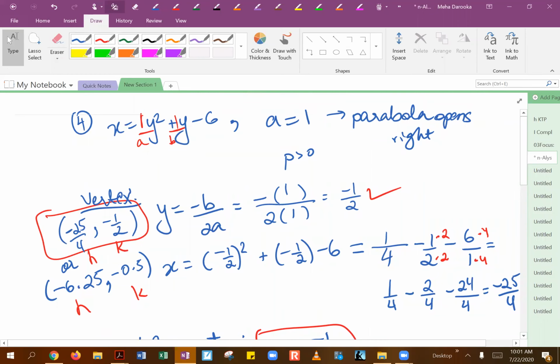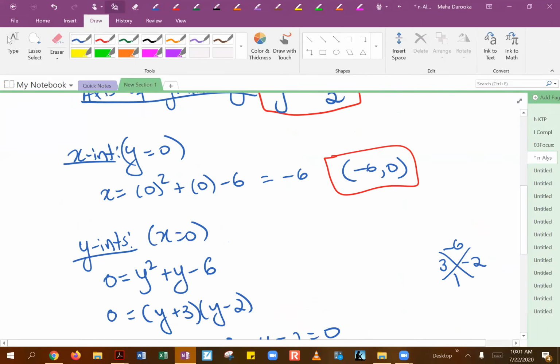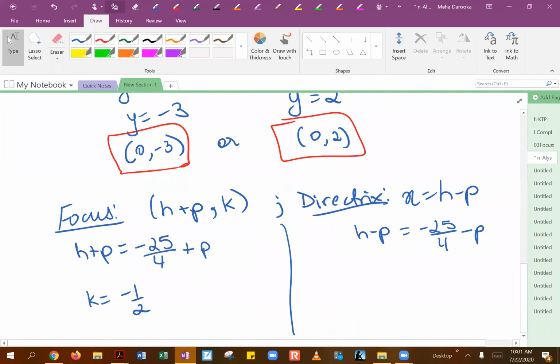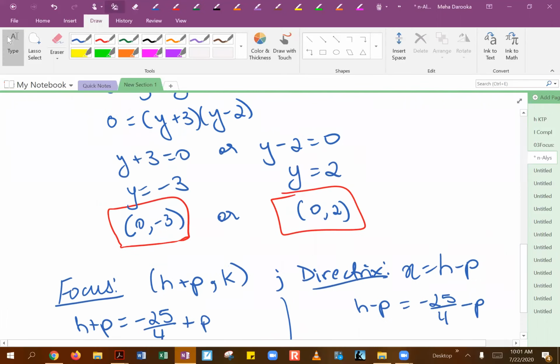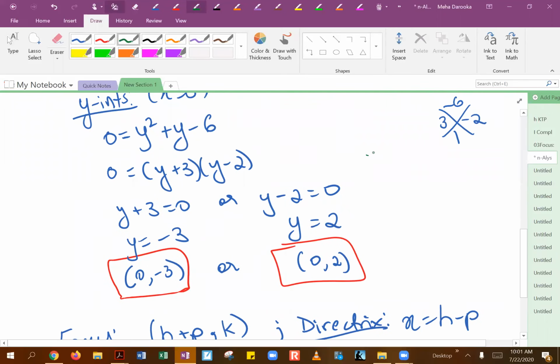Because you already have the a value given to us as 1. Since we know that our a and p have the same sign, we know p is also going to be a positive number. So you just need to plug this into your formula of a equals 1 divided by 4p, and you can come up with that p value. So what is our p value going to be here? A is 1. So what do you think that p comes out to be?